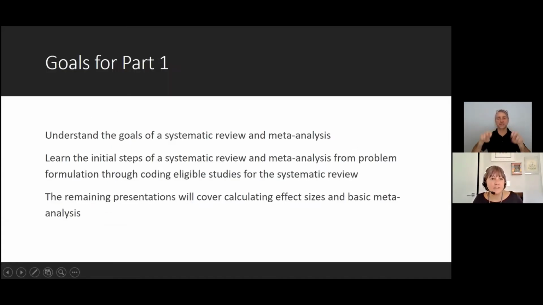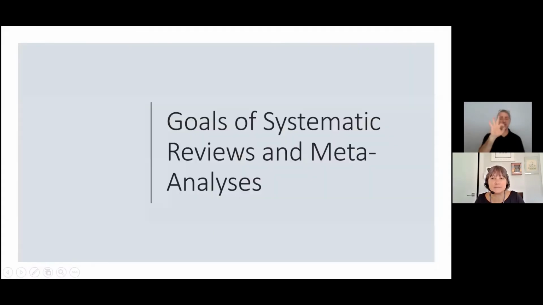So my goals for this part are just to give you an understanding of what the goals of a systematic review and meta-analysis are, then to learn the initial steps of a systematic review and meta-analysis, from problem formulation through coding eligible studies for the systematic review. And then Josh and Ryan will take over to talk about effect sizes and basic meta-analysis. So what are the goals of a systematic review and meta-analysis?